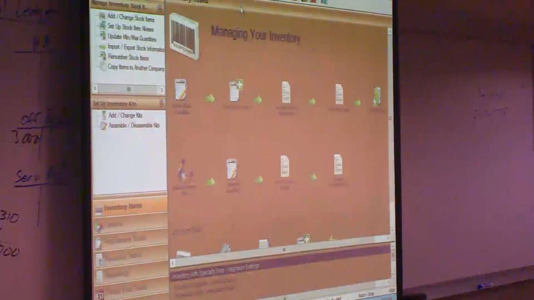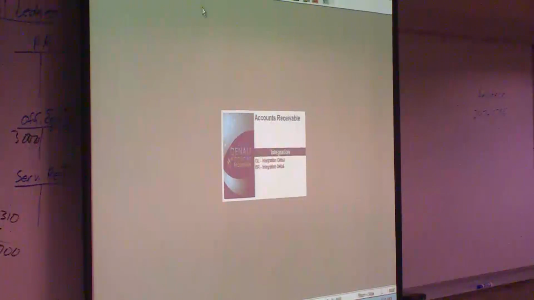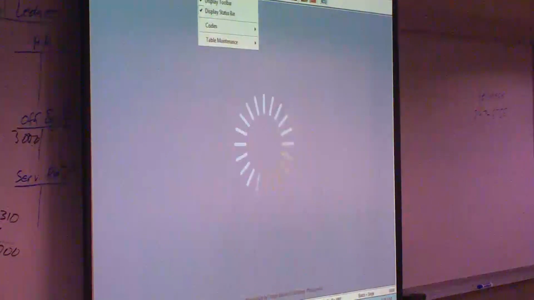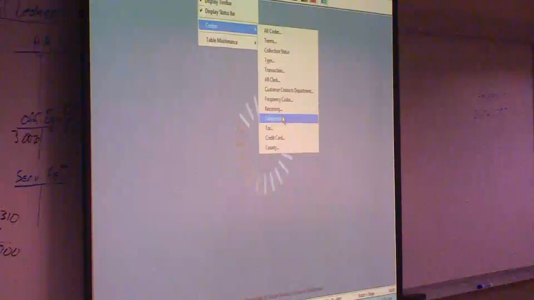I'm just going to go back to maybe accounts receivable and to options and codes. Here's your accounts receivable code, similar to accounts payable. Here's a terms code. So these are the terms that you're offering to your customers. 2/10 net 30, just net 30, etc. Collection status, type, I don't even remember what that is, etc. So there's lots of items in there.